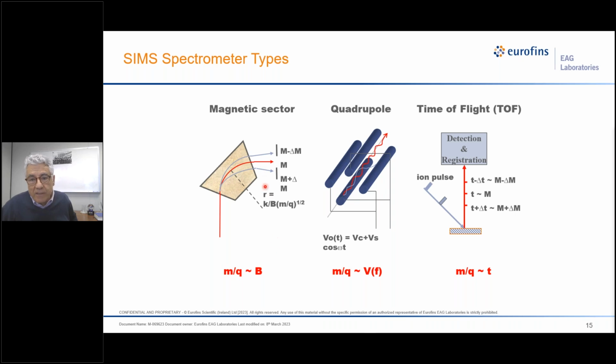The magnetic sector, hence the name, uses a magnetic field to filter out the masses. Quadrupole uses an alternating electric field to send the masses into the detector. Time of flight, hence the name, uses the time of flight from the sample to the detector to determine the mass that is arriving at the detector. So all three can be used in different aspects of the analysis.